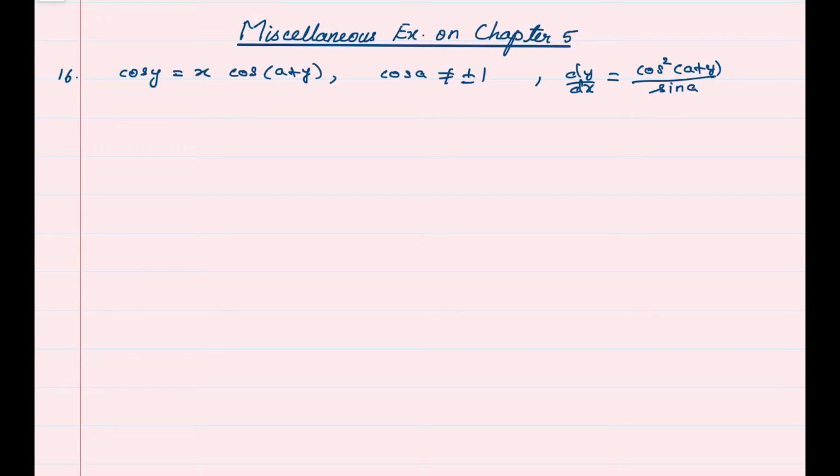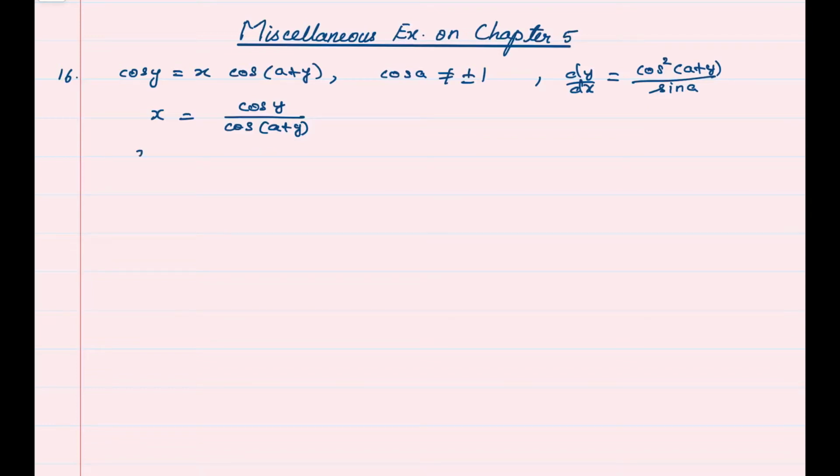We have two methods to do this question. We can directly differentiate and get the answer, but the answer will have x. We have to eliminate x by substituting for x. Look at the answer. The answer is in terms of y. We may make it an explicit equation by writing x equal to cos y upon cos of (a plus y). If we differentiate this equation with respect to y, the answer will be in terms of y.